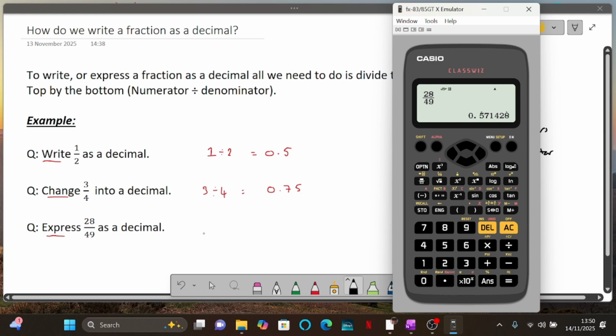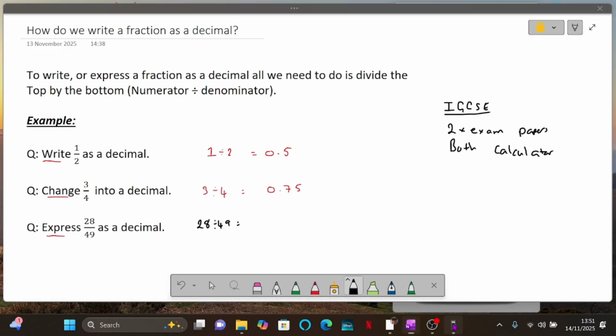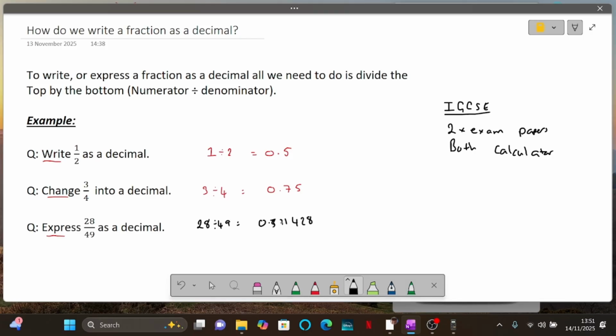Okay, so we've got 28 divided by 49 is equal to 0.571428. That is supposed to be a 5 there. So that's how we convert a fraction to a decimal.